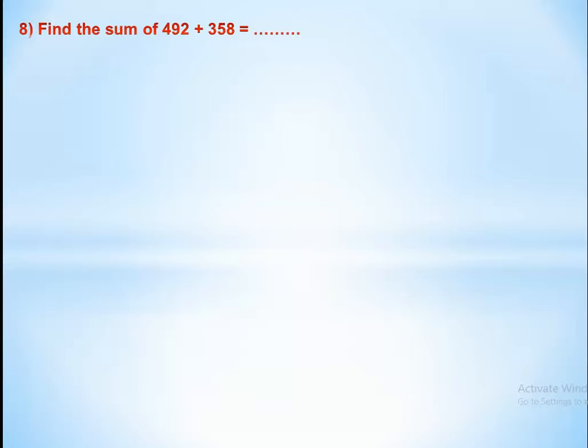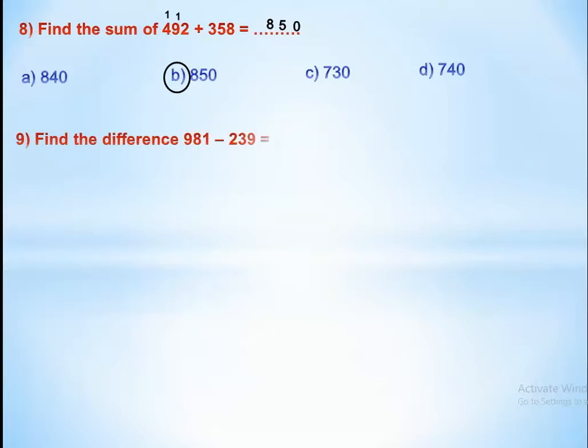Find the sum of 492 plus 358. Okay, let's see. If I add 8 plus 2 equal 10, 0 and carry up 1. 1 plus 9, 10, 10 plus 5, 15, 5 and carry up 1, 1 plus 4, 5, 5 plus 3, 8, so the answer is 850.